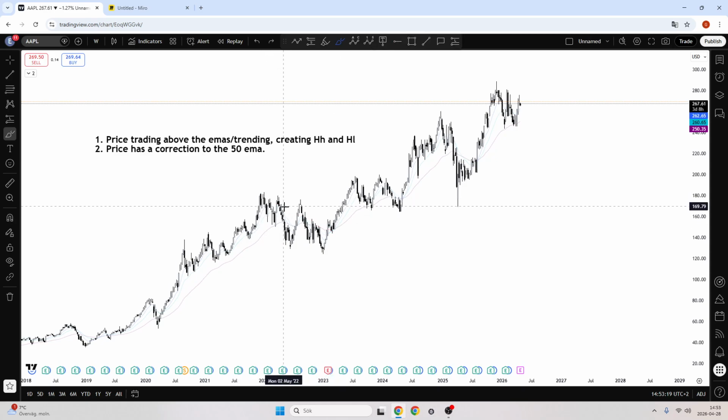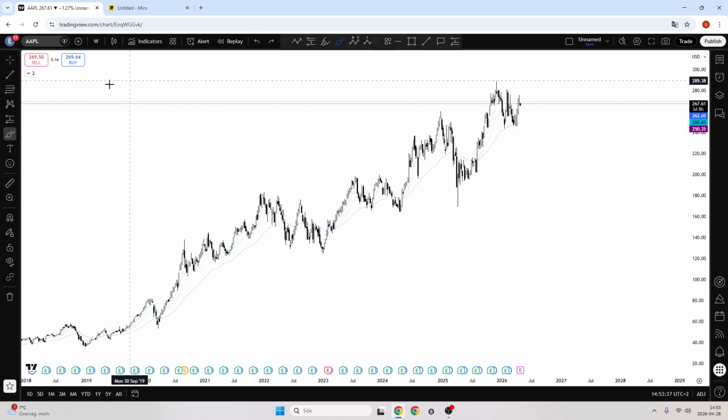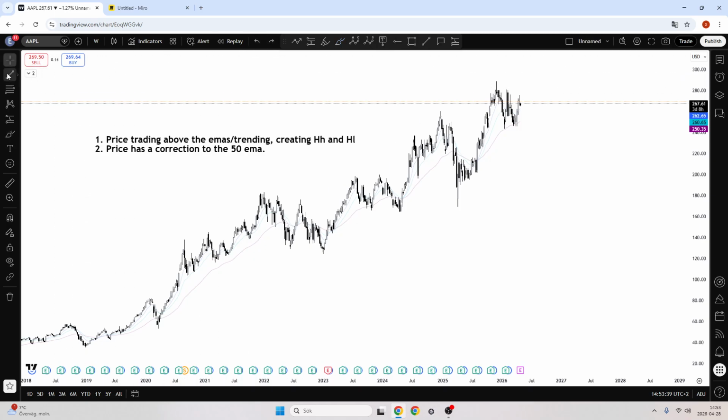So price has a correction to the 50 EMA, right? And as you guys can see, when price started to move up to the 50 EMA or above the EMAs and passed, we took off, right? So let's see how price moves here as well. So price actually took off right here, and we started to pass again.